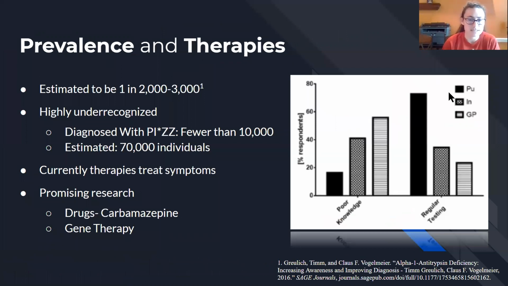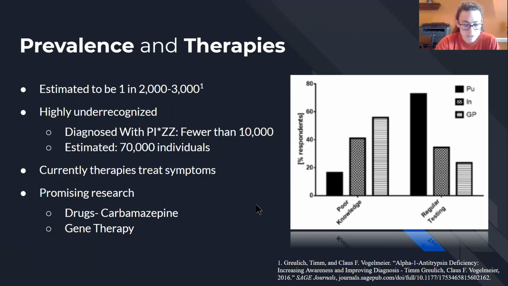This disease is fairly prevalent for being considered a rare disease. It's estimated to be found in 1 in 2,000 to 3,000 individuals, and it is highly underdiagnosed or underrecognized, especially within the US. Within the US, the PiZZ allele is currently diagnosed in 10,000 individuals. However, it's estimated to be associated with 70,000 individuals. So there's a big discrepancy in diagnosis and treatment.